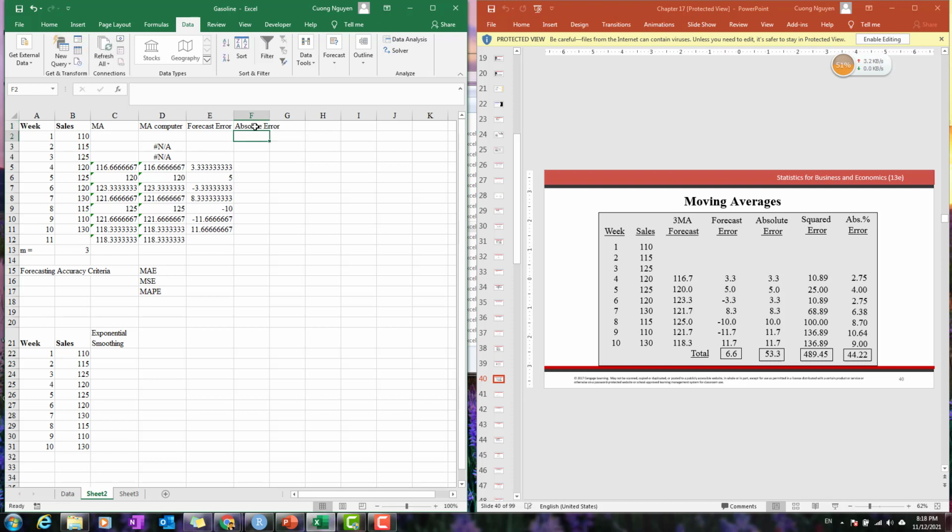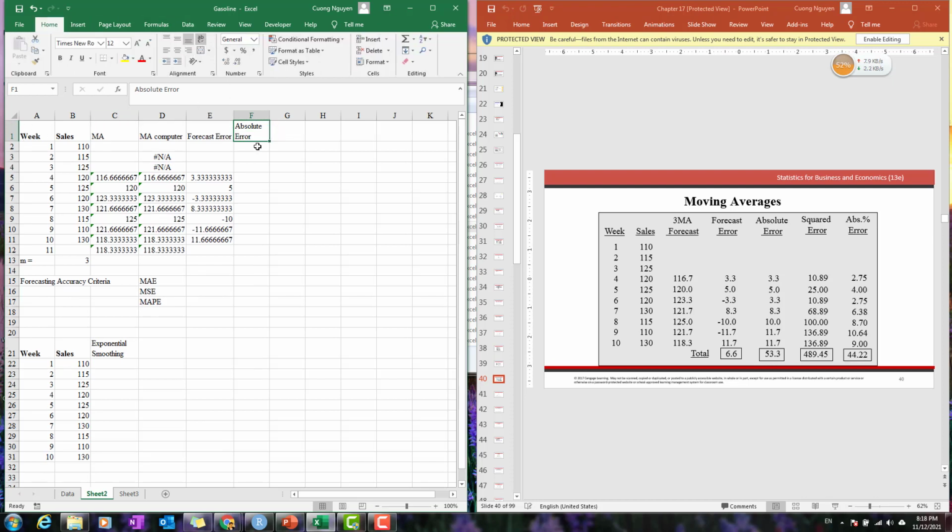Okay, the absolute error can be easily measured by some kind of function, but over here we just use ABS. I select the forecast error and copy the formula to the next cells in the data. If I want to measure the mean of the absolute errors, I just use AVERAGE and select all the absolute error data. This will be what I say.